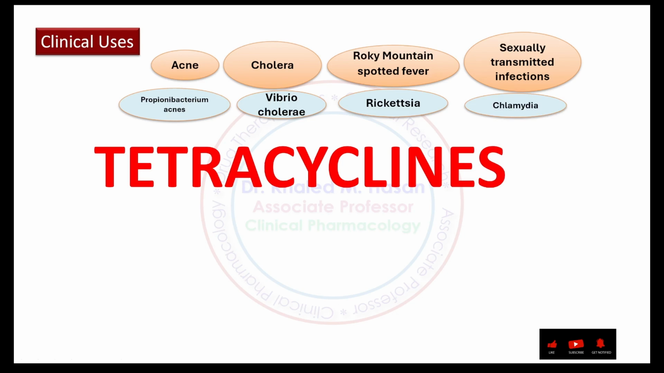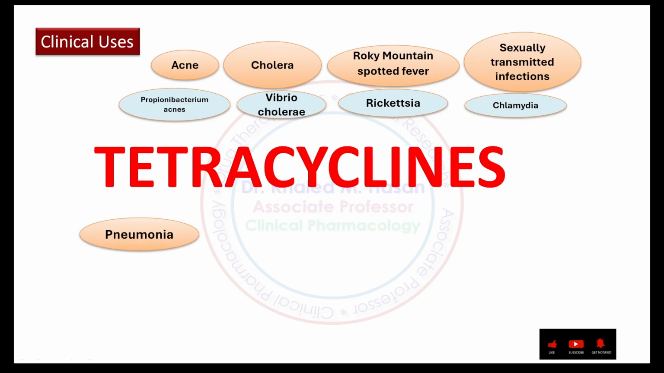We have several types of bacteria that may cause sexually transmitted disease, such as syphilis and gonorrhea, but the main thing here is that tetracycline will cover chlamydia. Chlamydia causes sexually transmitted infection.